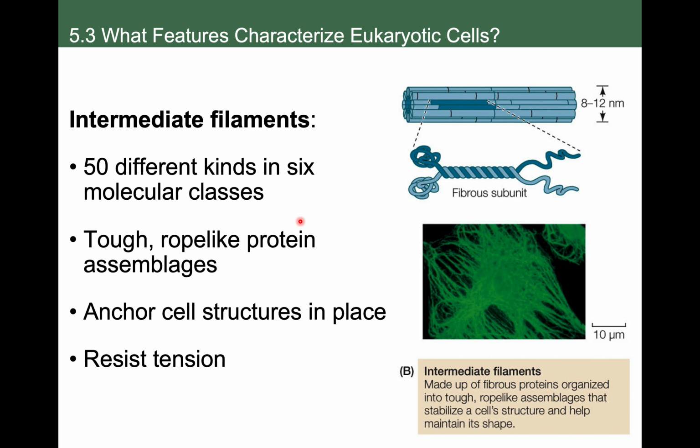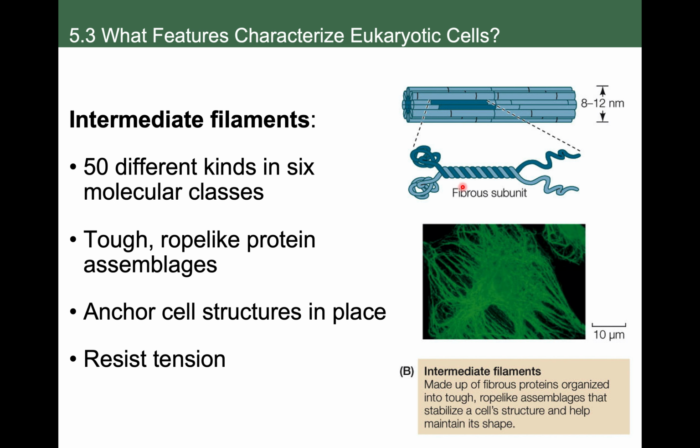What about intermediate filaments? Well, intermediate filaments seem to have arguably less roles than either microfilaments or microtubules. They primarily seem to be important for anchoring things in place inside of cells and for helping to resist tension on cells. So intermediate filaments are made of a protein called keratin, and keratin is the same protein you find in your fingernails and in your hair, right? So it's this very tough, fibrous protein.